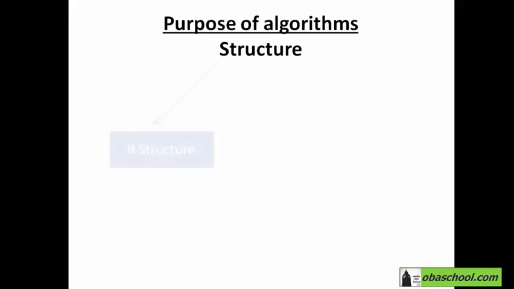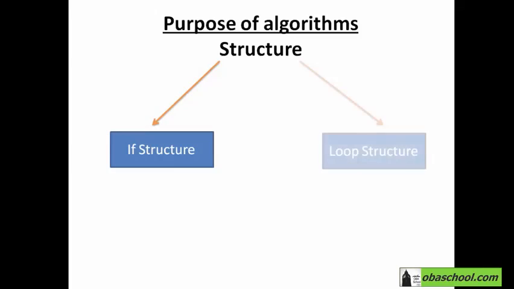We have two types of structure. Number one, if structure. Number two, loop structure. We will talk about both of them in detail.